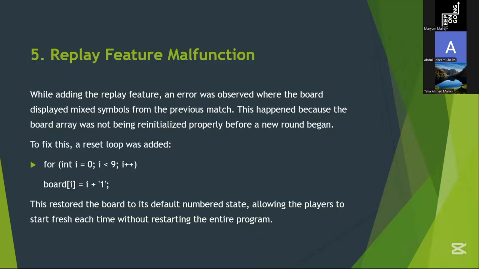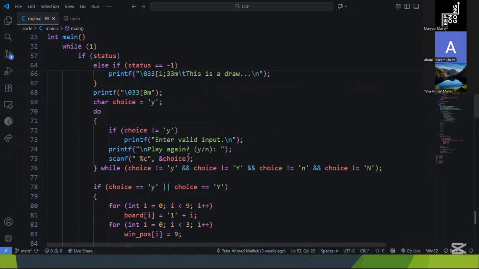So the fifth problem we encountered was the replay feature. While adding the replay feature, an error was observed where the board displayed mixed symbols from the previous match. This happened because the board was not being reinitialized properly before the next round began. To fix this, we needed a reset loop. So we added this, which is located in our program here.